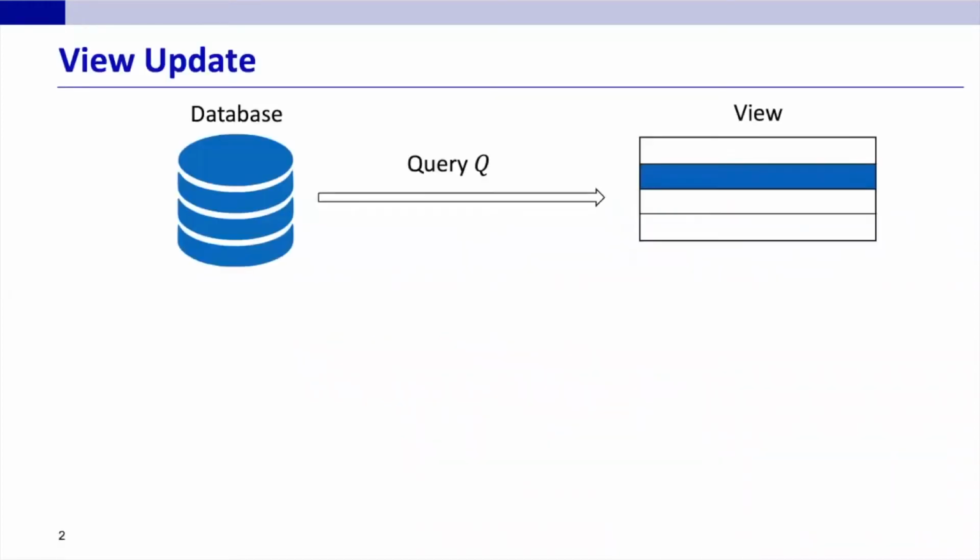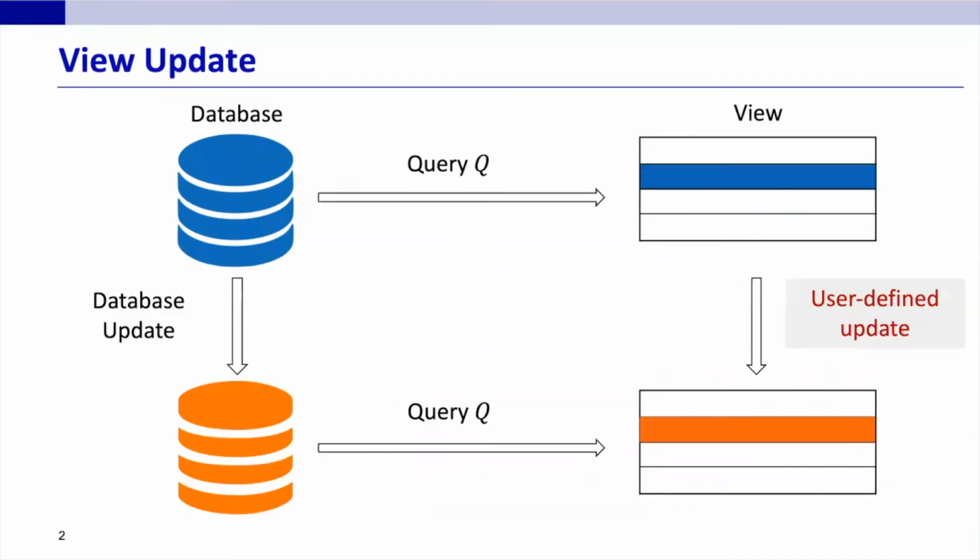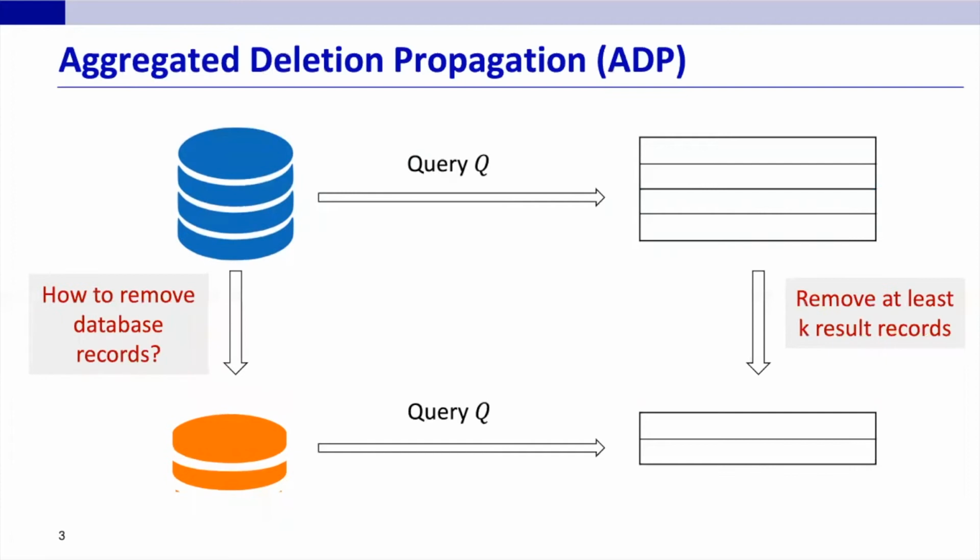View update has been studied for a long time in the database literature, which investigates how to change the database to obtain desired changes to the query output. It enables users to tune the query answers in order to meet their prior expectation, such as by external constraints or compare multiple options. In this paper, we study a natural class of view update problem as aggregated deletion propagation, and the target is to remove at least a given number of query results by removing tuples from the database.